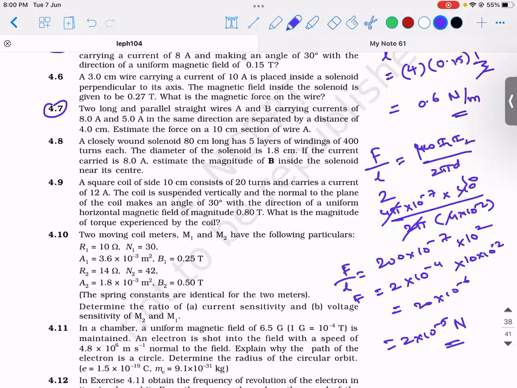Are you able to understand? In this chapter, you will mostly have to deal with exponents. 2 into mu naught by 4 is 10 power minus 7. Okay. So one last problem, try out 4.9.